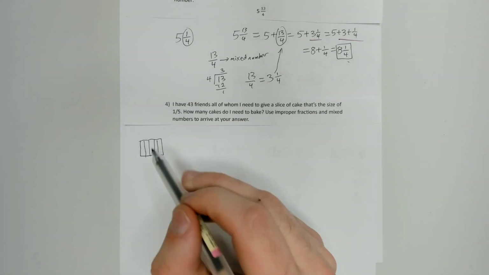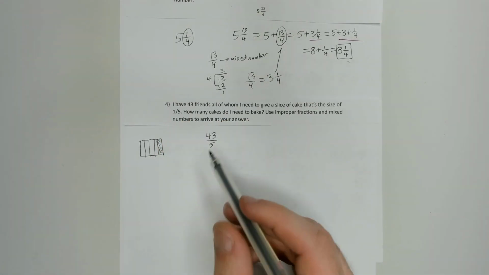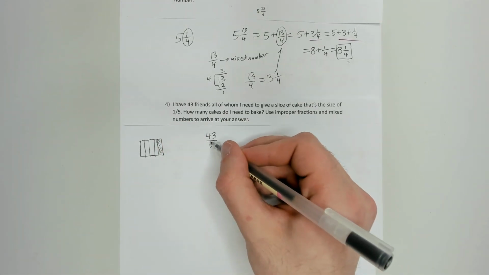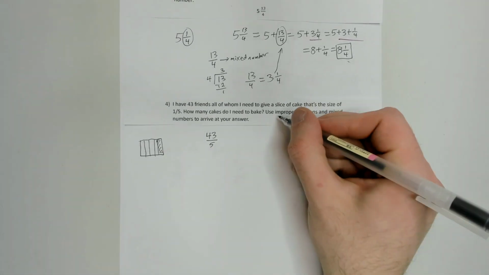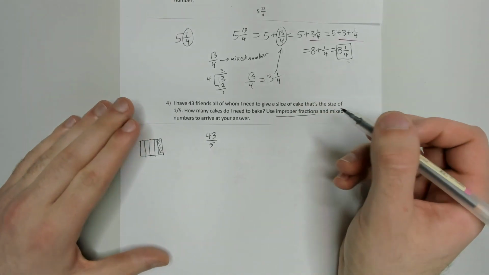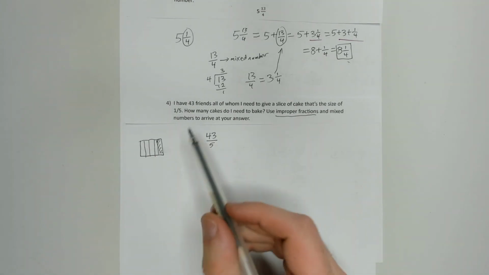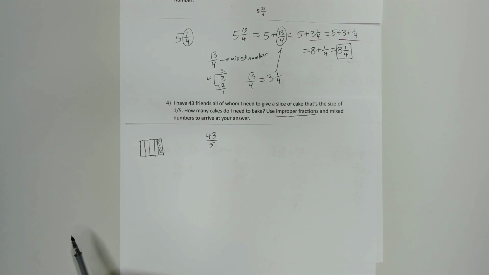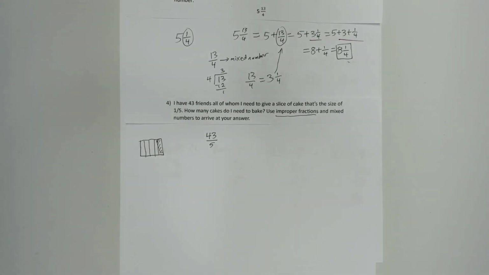And so 43 people need one of these slices that are the size of a fifth. We can think about this as 43 pieces of size 1/5. So that is the fraction 43 fifths, right? So that's the improper fraction piece done. But we need to actually know how many cakes we need in total, right? 43 over 5, yeah, we know how many of these pieces we need, but it doesn't give us too much information on actually how many of these full cakes we need to bake.